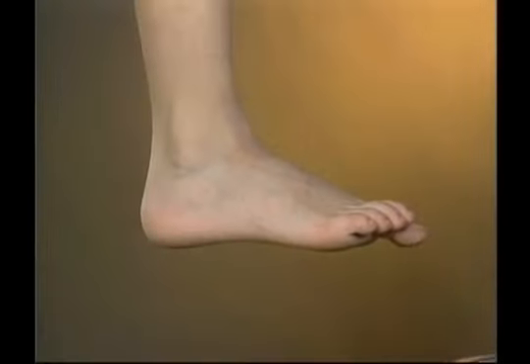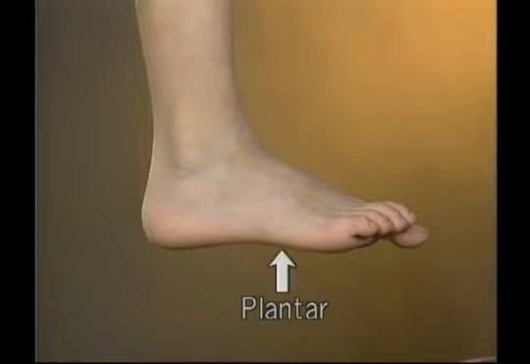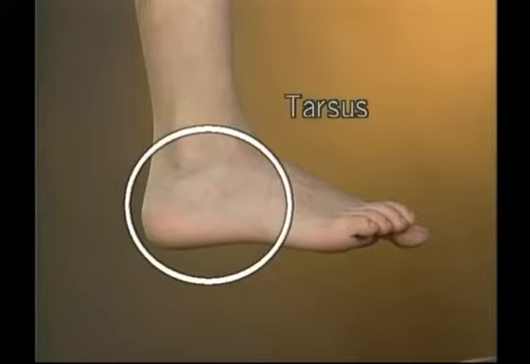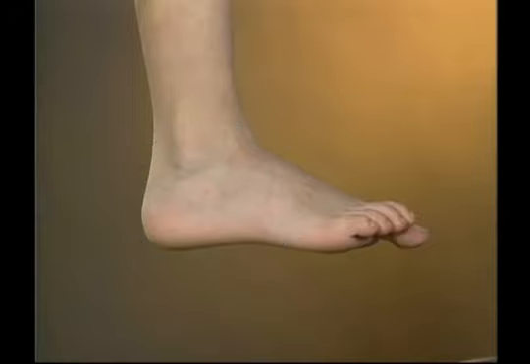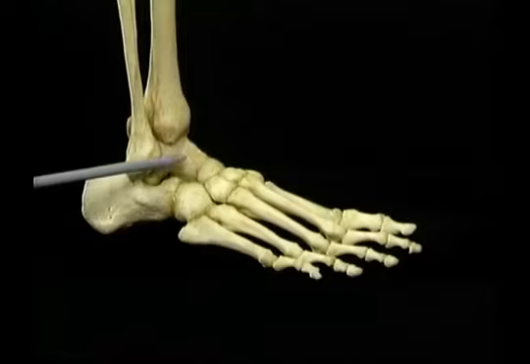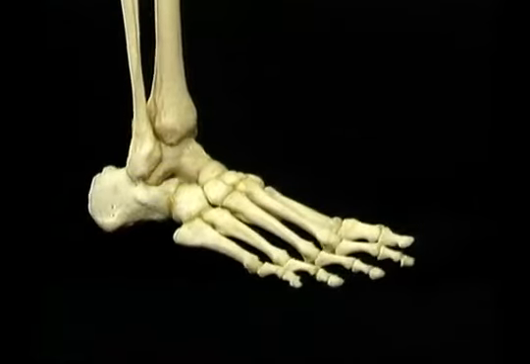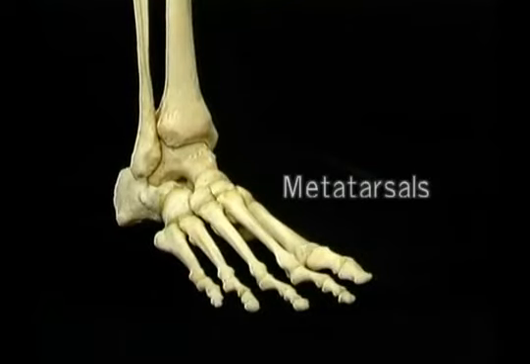Before we start, we need to understand the meaning of some anatomic terms regarding the foot and its movements. The upper and lower surfaces of the foot are called the dorsal surface and plantar surface. This part of the foot is called the tarsus. These bones are the tarsal bones. The long bones in front of them are the metatarsals.